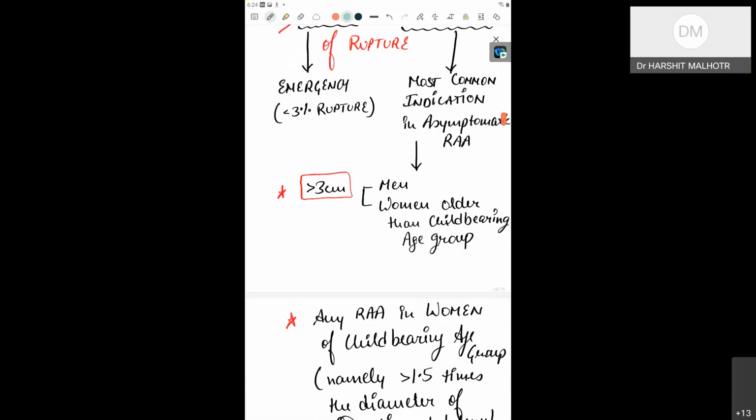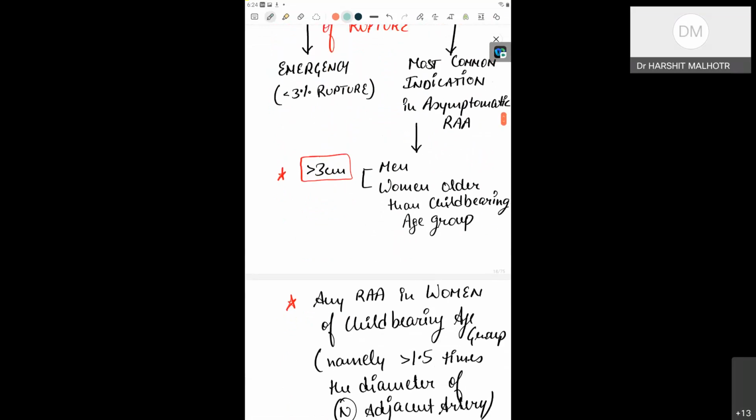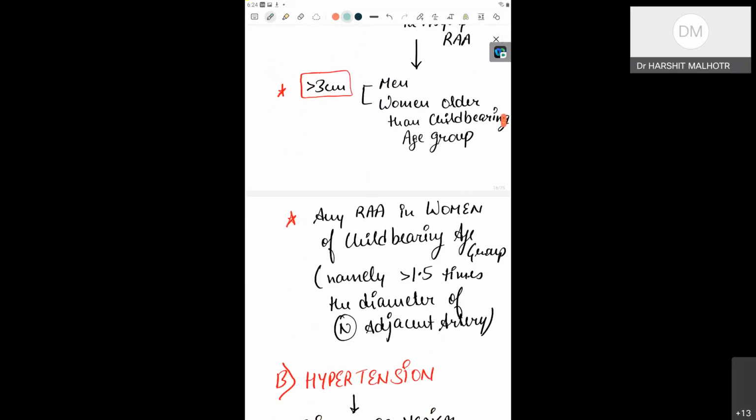So now, the indication of intervention is when it is more than 3 centimeters in men or in women older than childbearing age group, or any renal artery aneurysm in women of childbearing age, namely more than 1.5 times the diameter of the normal adjacent artery. So in men and in women older than childbearing age group, it has to be more than 3 centimeters. Initially, it was proposed to intervene when it is more than 2 centimeters, but it was found to be very aggressive as the studies were done.